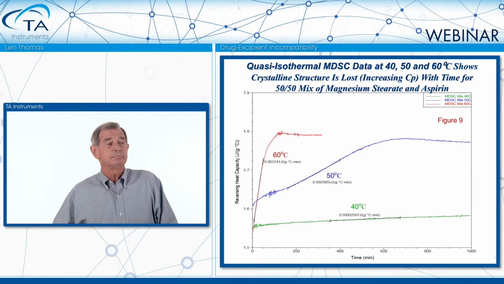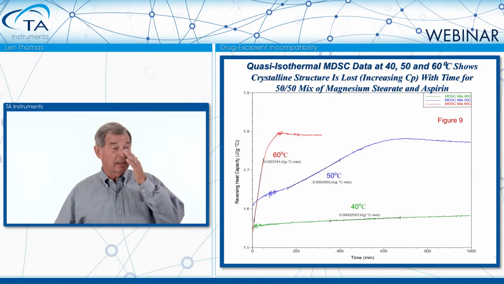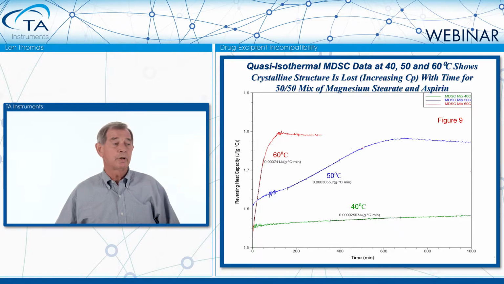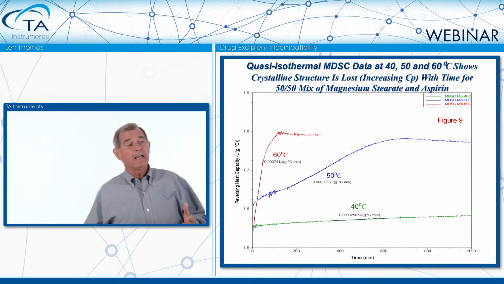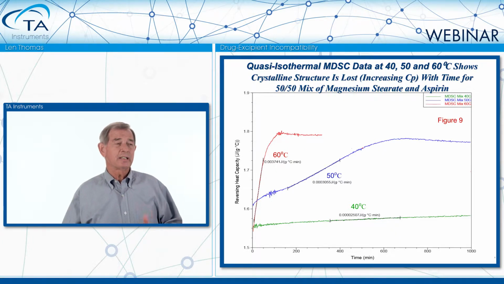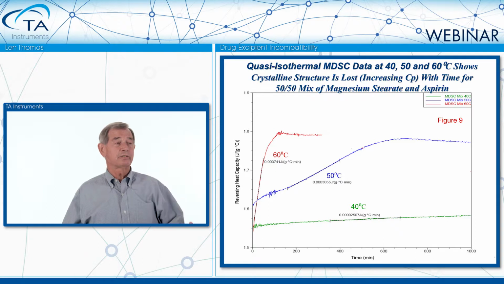Now this is work from one of my colleagues, Jaritza here at TA, where she selected isothermal temperatures of 40, shown in green, 50 in blue, and 60 shown in red. So what we're looking at is on our y-axis, the reversing heat capacity versus time. And so since we saw that the extrapolated onset temperature was at 68, it's probably no surprise that at 60 degrees shown in red, that curve has a lot of steep slope to it. The reaction goes very quickly at 60.